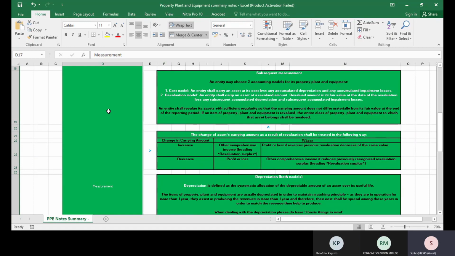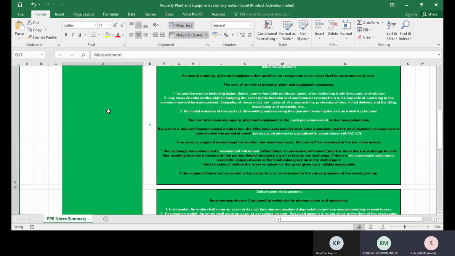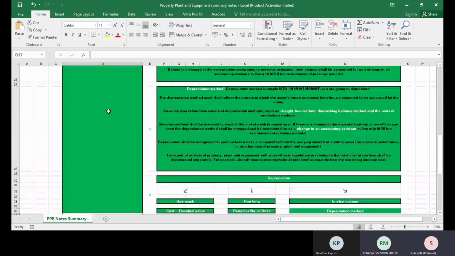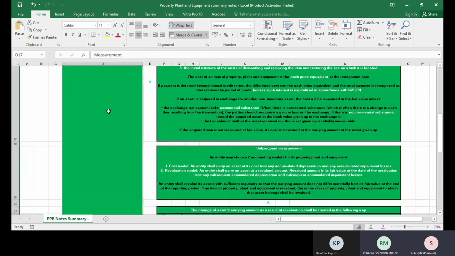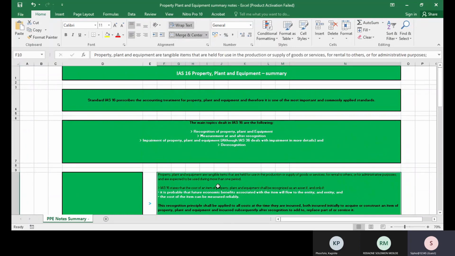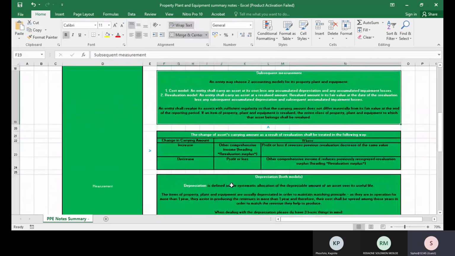Remember, we are still under measurement. We haven't yet moved on to the next topic here. Let me go up there. We haven't yet moved on to impairment and all that. We are at measurement. Yes. So let's go there. That's the initial measurement.